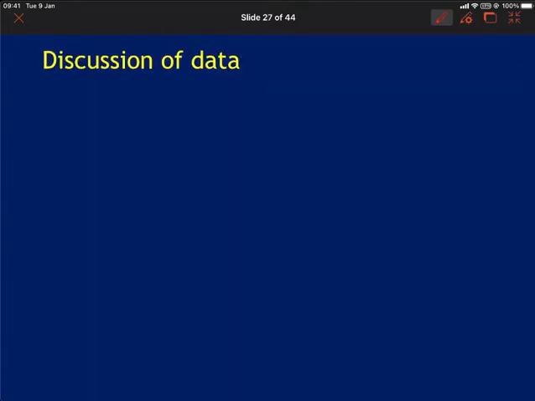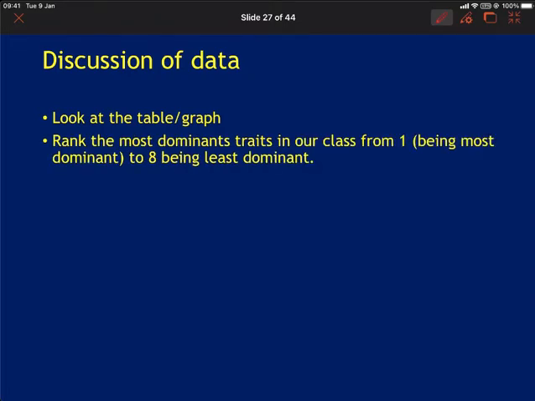Okay, so now that that's done, underneath your graph, you are going to discuss our data for me. So you need to look at the table or look at the graph, and what I want you to do is rank for me the most dominant traits in our class. So number 1, that is the most dominant trait. So that's going to be the thing with the biggest percentage. So most dominant trait is number 1, and you're going to tell me what it is.